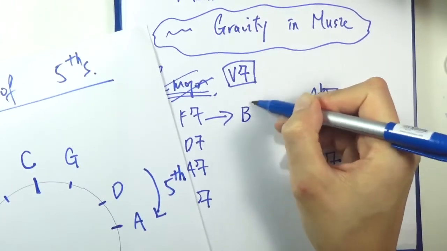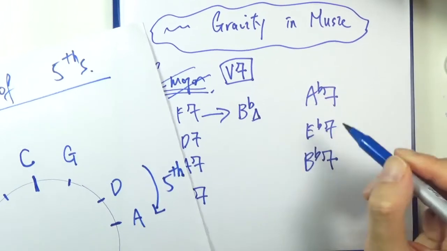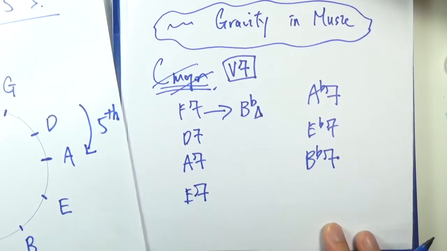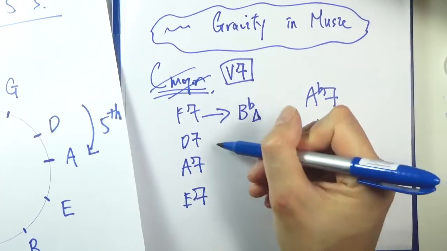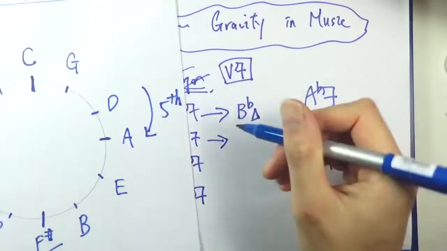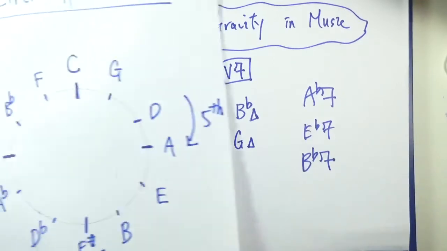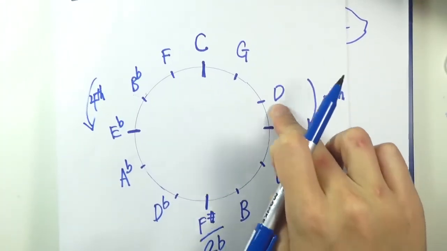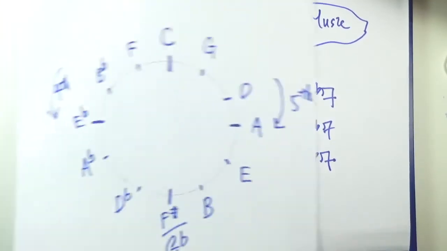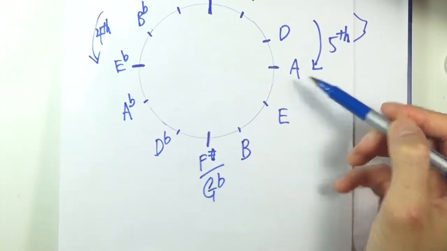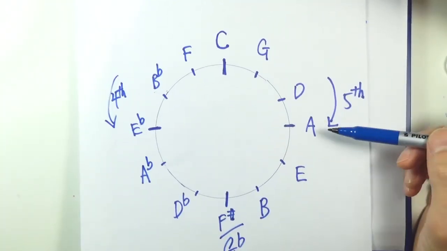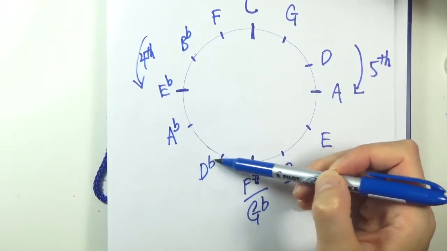To make it more explicit, I'll put down major here, with a triangle to make it look explicit. So B flat major. D7, G major. A7, D major. E7, A major. A flat 7, D flat major.